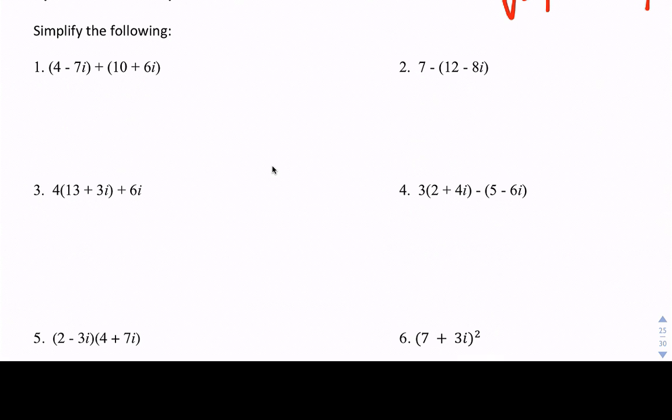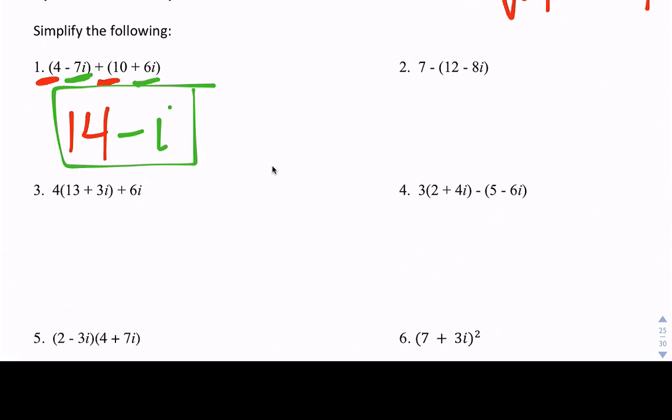It's just like combining like terms here, so I'm going to add my real numbers first. We have 14. I'll add together the imaginary numbers. So negative 7i plus 6i is minus i. So there's the first answer.